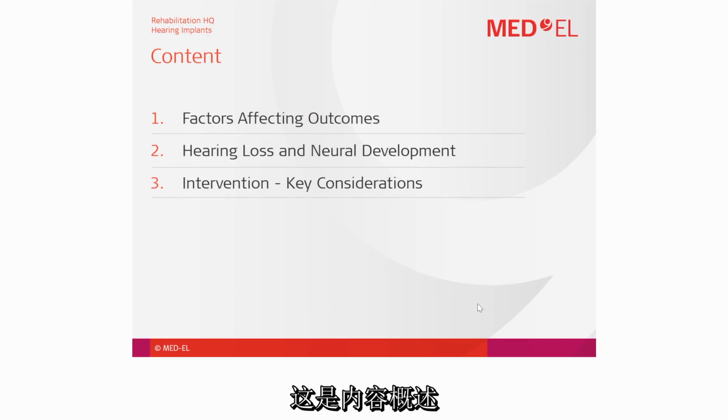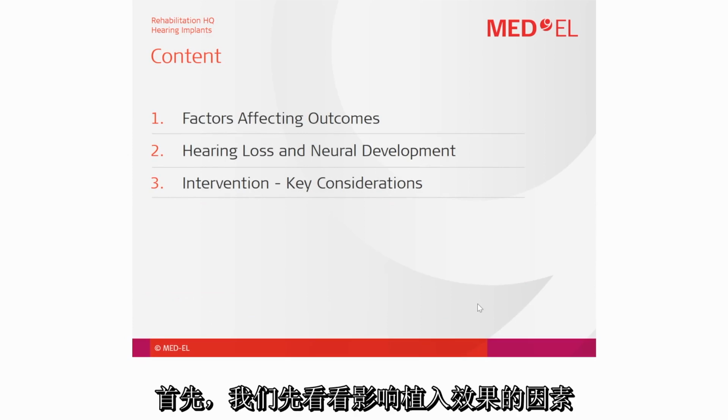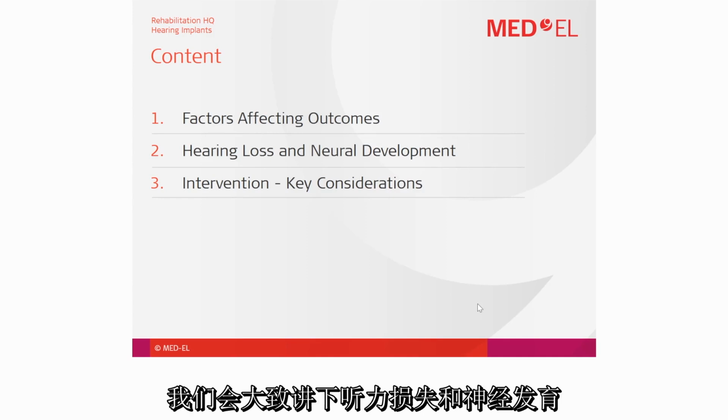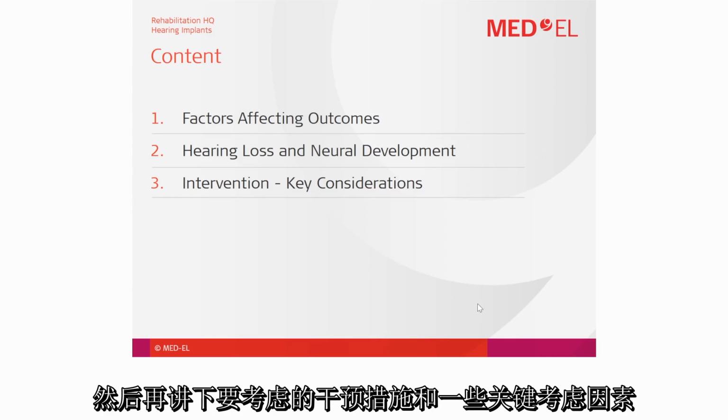Here's an overview of the content. First of all, we'll look at the factors that affect outcomes. We'll give an overview of hearing loss and neural development, and then look at intervention and some key considerations that we need to be thinking of. So first of all, let's look at the factors that affect outcomes post-implantation.